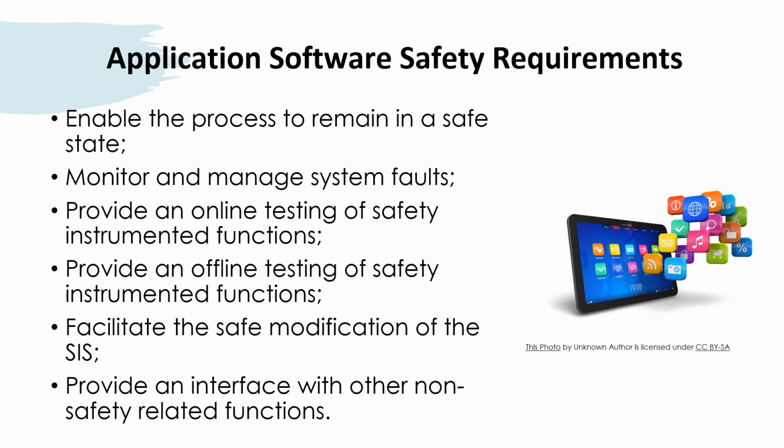The application software safety requirements should include the following functions: a function that enables the process to remain in a safe state, a function that will monitor and manage system faults, a function that will provide an online testing of safety instrumented functions, a function that can provide an offline testing of safety instrumented functions, a function that will facilitate the safe modification of the SIS, and a function that interfaces with other non-safety related functions.